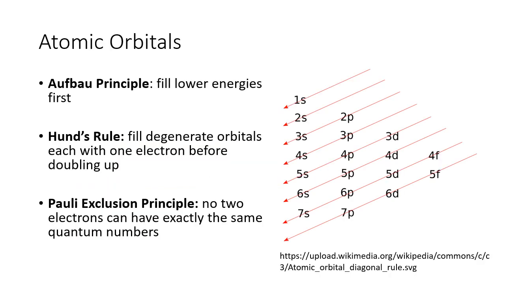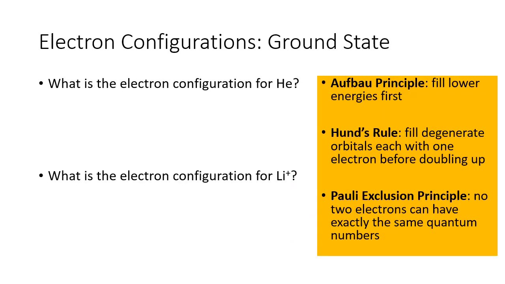Okay, when we fill atomic orbitals, we're going to follow the Aufbau principle, which means to fill the lower energies first. And we determine which energy is lower, either by using this fun list of orbitals with diagonal lines through them, or by using the method I'm about to show you with the periodic table. Hund's rule says we fill degenerate orbitals each with 1 electron before doubling up. And by convention, we're going to go with an up arrow when we start. And finally, we have the Pauli exclusion principle, which says no two electrons can have exactly the same quantum numbers. Things can't be in the same place at the same time.